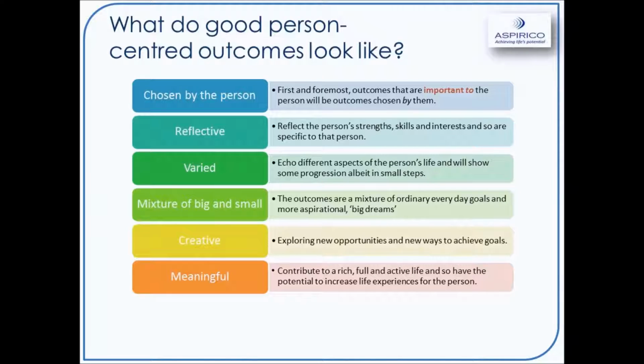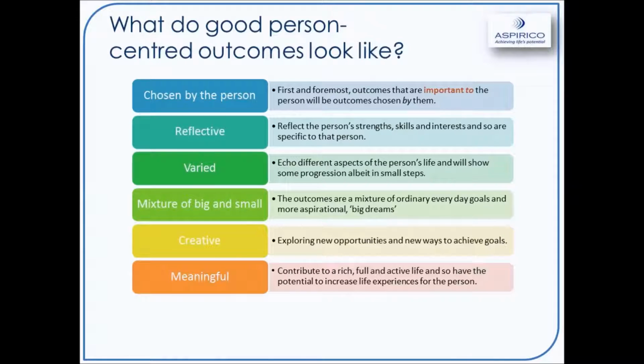Person-centred outcomes are reflective of someone's strengths, skills, interests, and so are specific to that person. So for example, Cindy and Michael might both have outcomes around them celebrating their birthdays, but these will be different if they are truly person-centred. Cindy might want a tea party and will be making the cake because she likes baking, whereas Michael might want to go to a music gig for his birthday with his friends. Two outcomes about birthday celebrations that are specific to the individual's strengths, skills or interests.